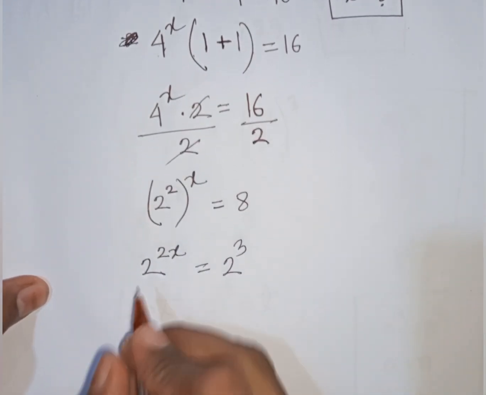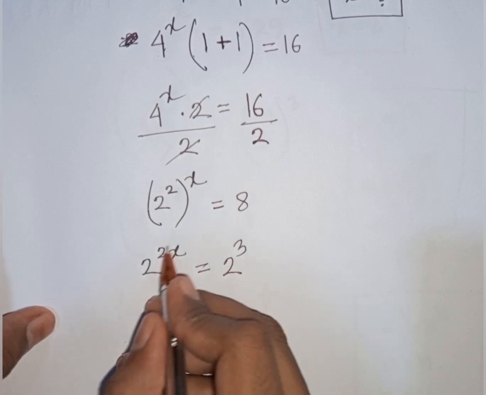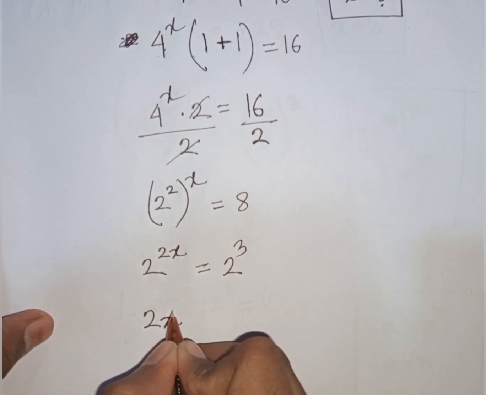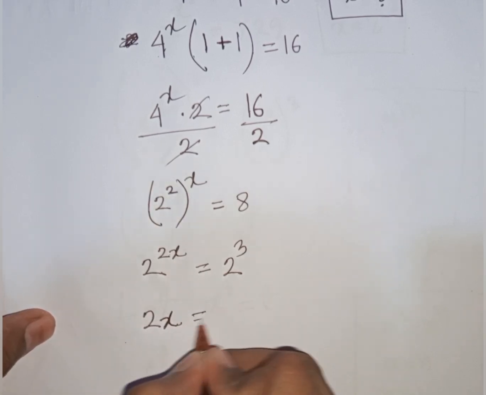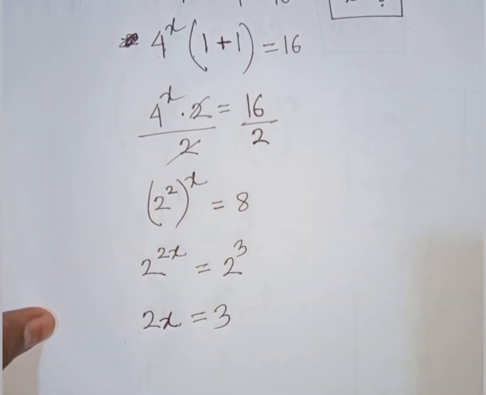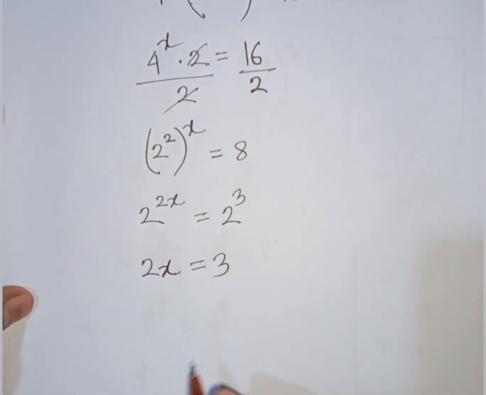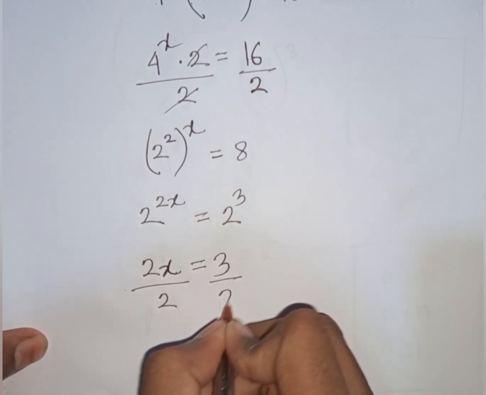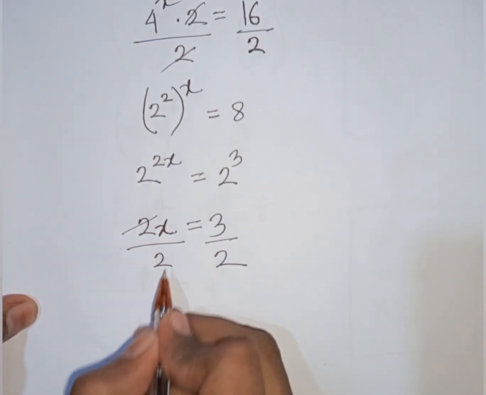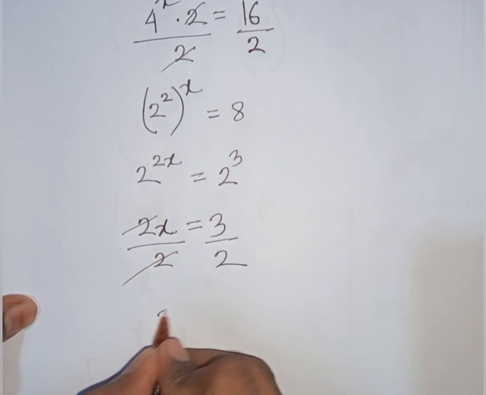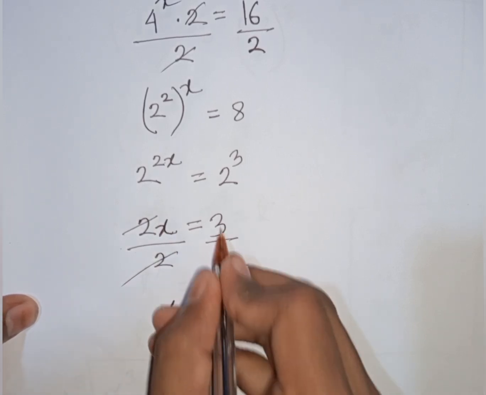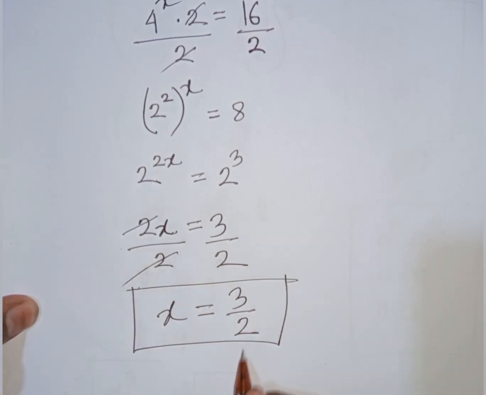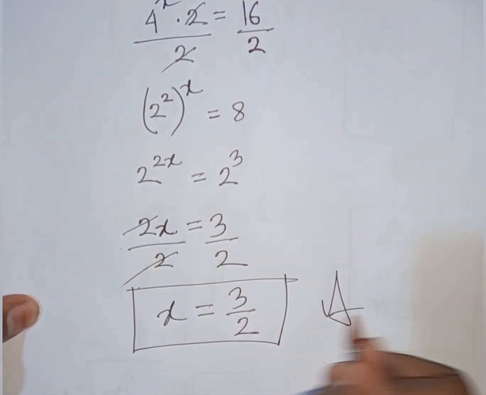Now we see the same base 2. So 2 will be cancelled, power will be equal to power. That means 2x will be equal to 3. Now we divide by 2 on both sides because we need the value of x. Now this 2 will be cancelled. So here x will be equal to 3 by 2. So 3 by 2, this is the value of x. So this is our final answer.